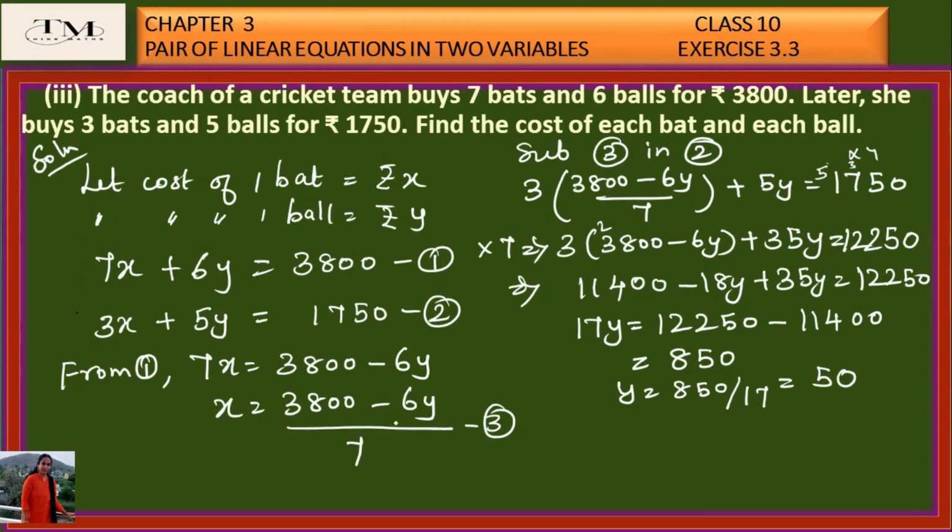So if we substitute y is equal to 50 here, you will get x. So substituting y is equal to 50 in 3. So here I don't have space. So let me take a fresh page. So remember this value. So we got x is equal to 3,800 minus 6y divided by 7.